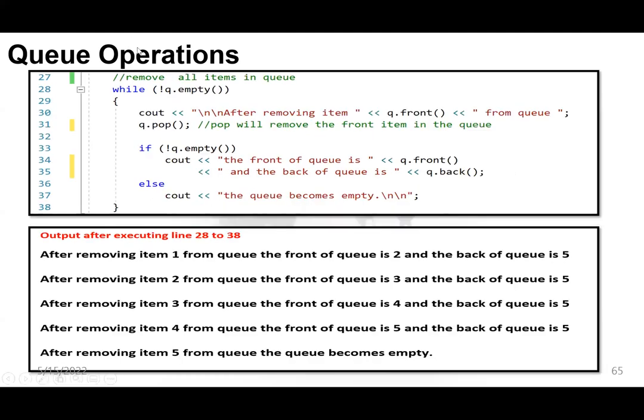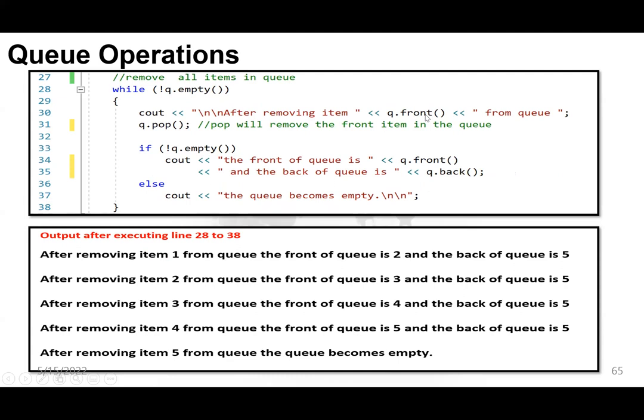Now, I want to remove all the items in the queue that I just inserted. Let's try to remove all the items from the queue. So I will use a while loop and check as long as my queue is not empty, I'm going to remove one item at a time.